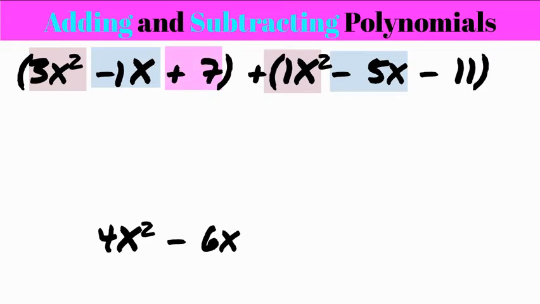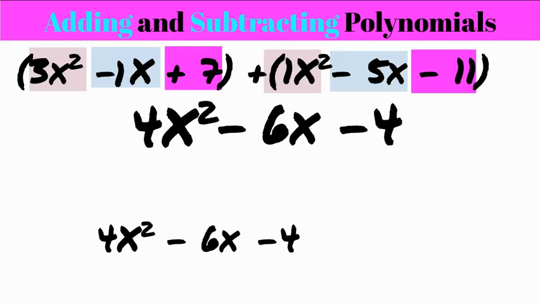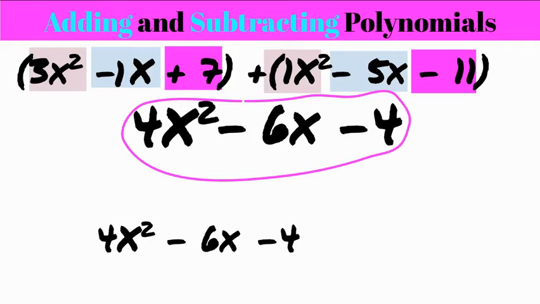Lastly, I have a plus 7 and a minus 11. Those get to go together as well. So think of it as being 7 degrees above 0, and it drops 11 degrees. Or think of football. You're 7 yards ahead of the line of scrimmage, and you get pushed back 11 yards. You'd be 4 back. So you can see that adding polynomials is pretty straightforward. We just combine like terms.